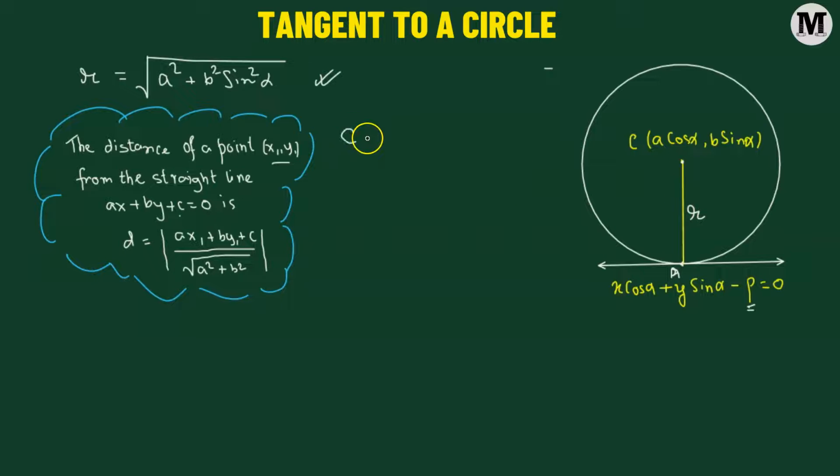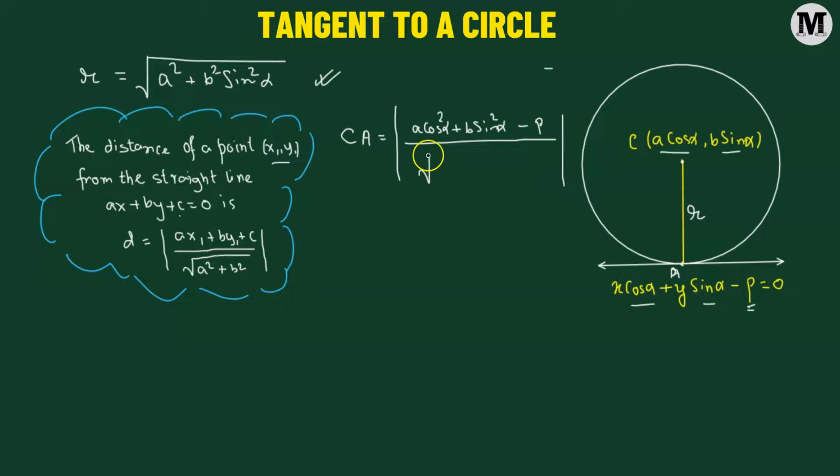So in our case, the distance of the point C, which is the center of the circle, from the straight line, that is the tangent, will be simply CA. CA is going to be, we'll take the absolute value and we'll have a ratio. So we'll start with the x coordinate of the center, that's a cosine alpha. This will get multiplied to the coefficient of x, which is cosine alpha, so we get a times cosine squared alpha. Next we will take b sine alpha, which is the y coordinate of the center, and this will get multiplied with the coefficient of y, which will give us sine squared alpha. Next we have the constant term, so that's negative p.